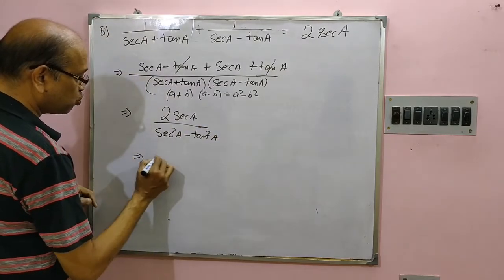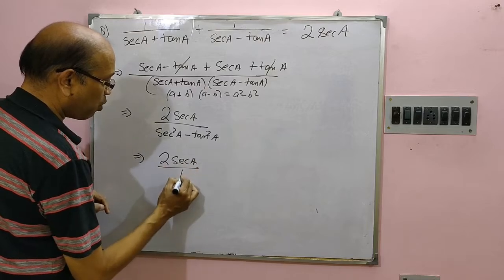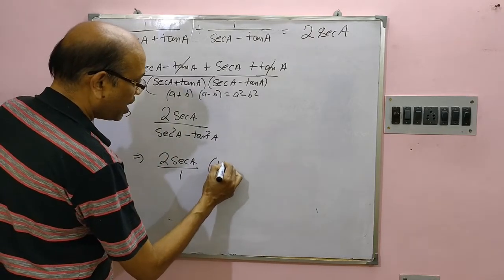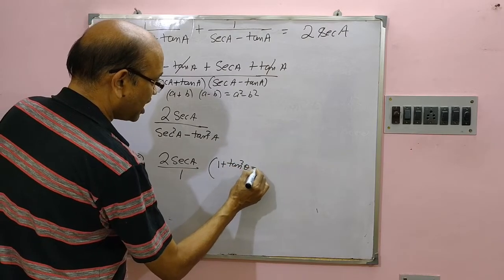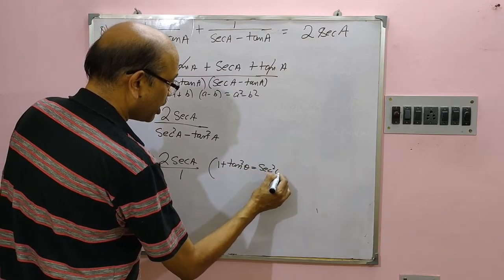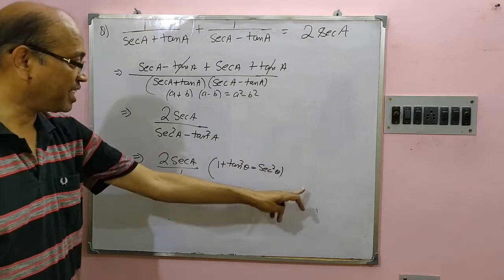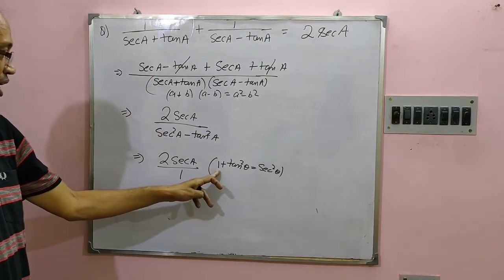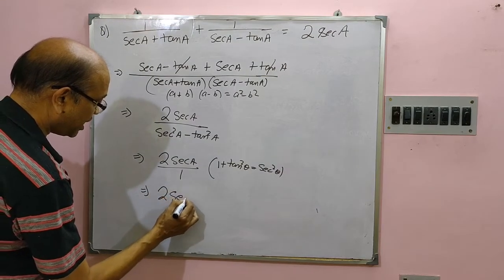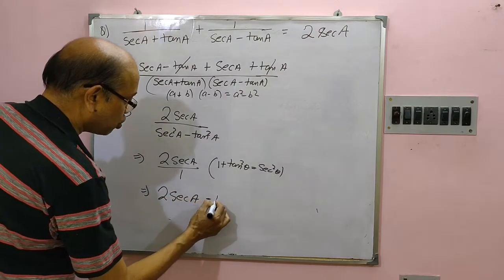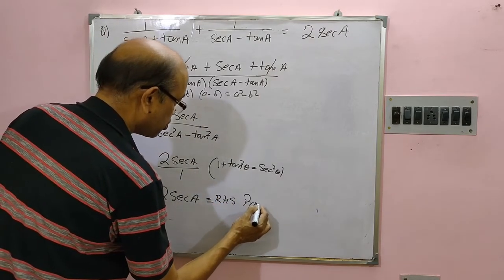This is equals to 2 secant A by 1, because 1 plus tan square theta is secant square theta. Therefore, secant square theta minus tan square theta is 1. Therefore, the answer is 2 sec A, which is equals to RHS, proved.